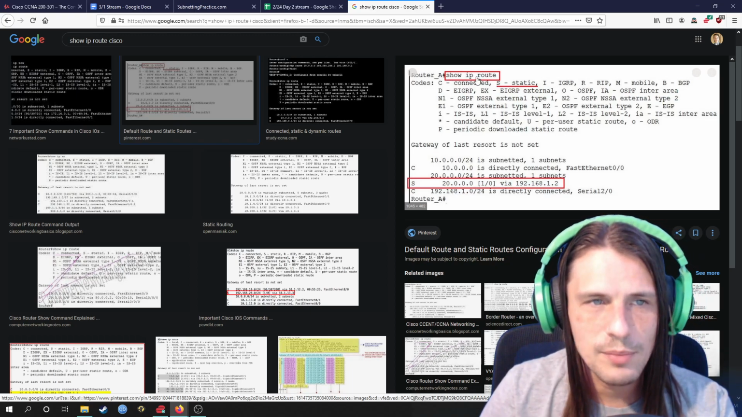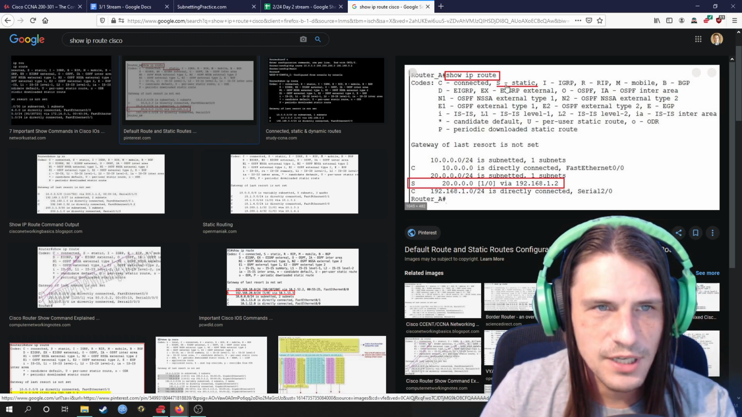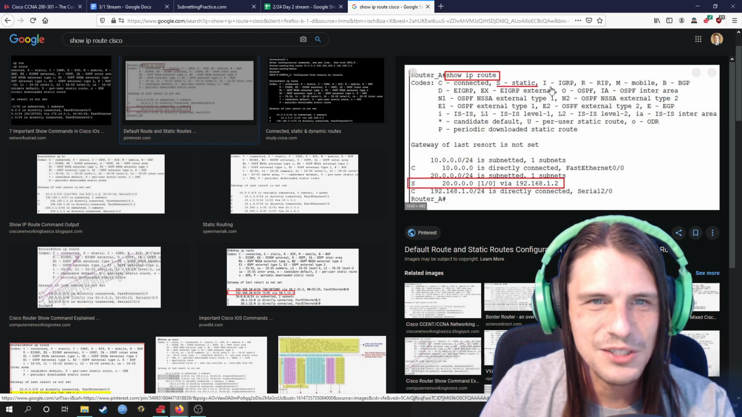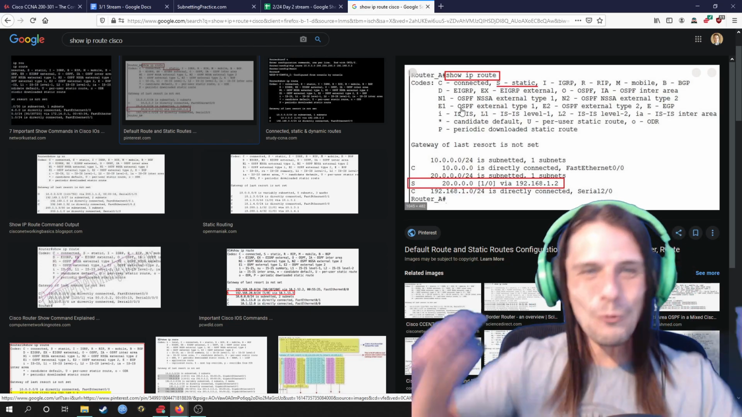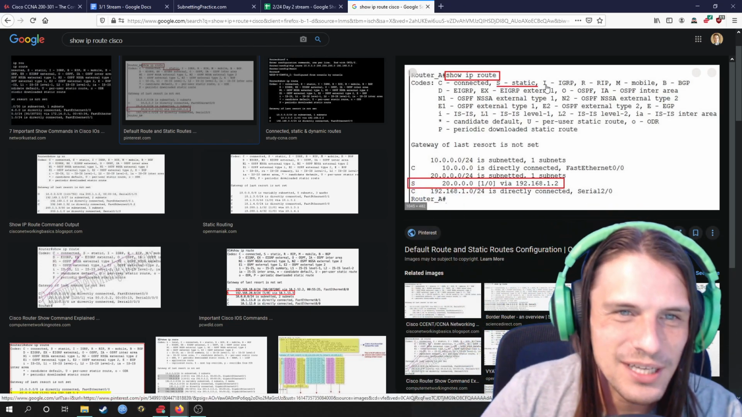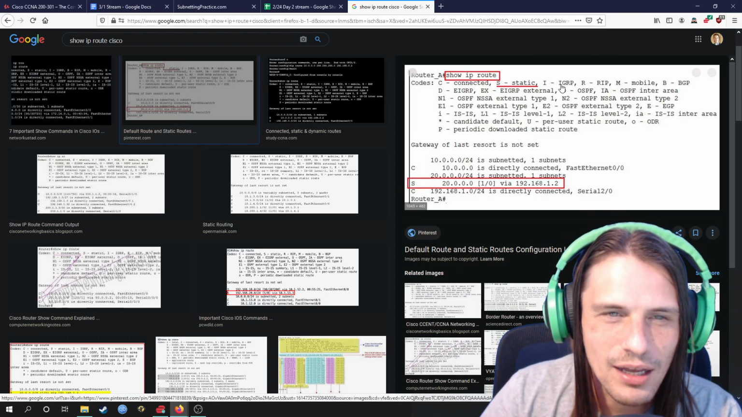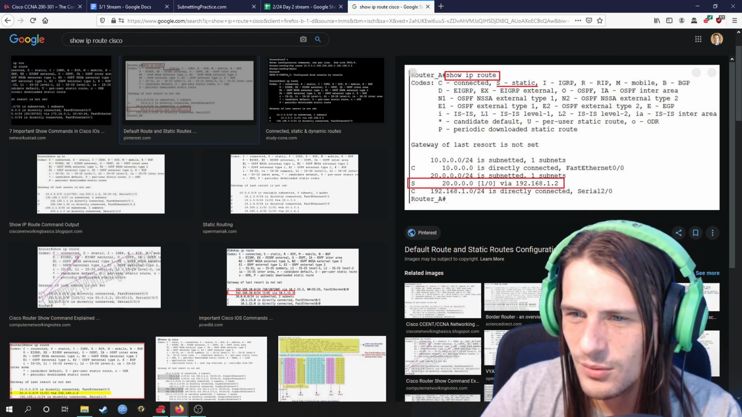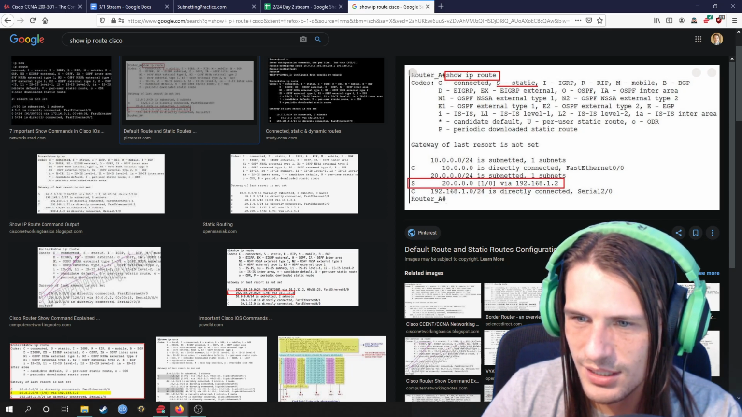They do a show IP route. Here you have a C for connected. You have an S for, oh, it even tells you. Look at this, it even tells you everything. So I is the interior, what does that all stand for? I already lost it.